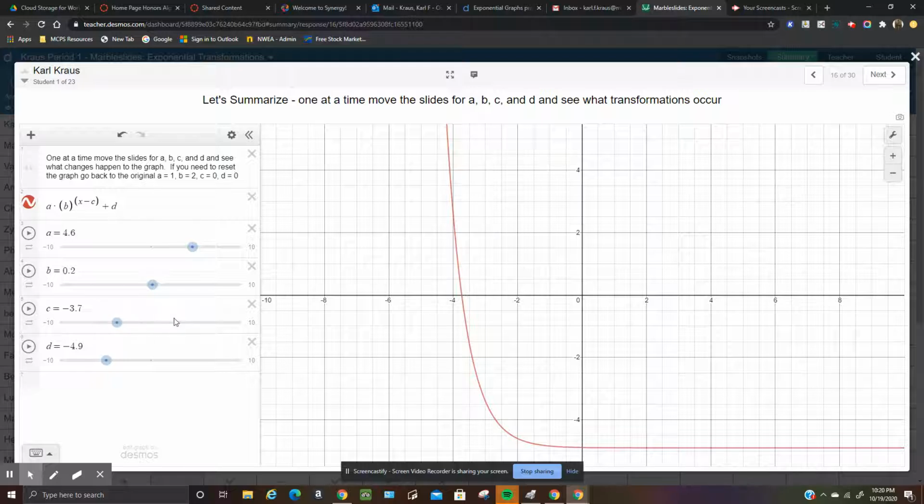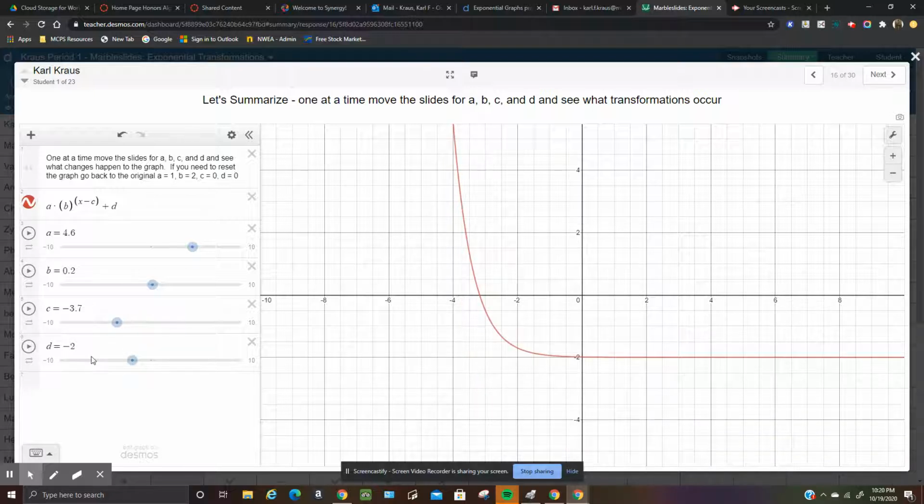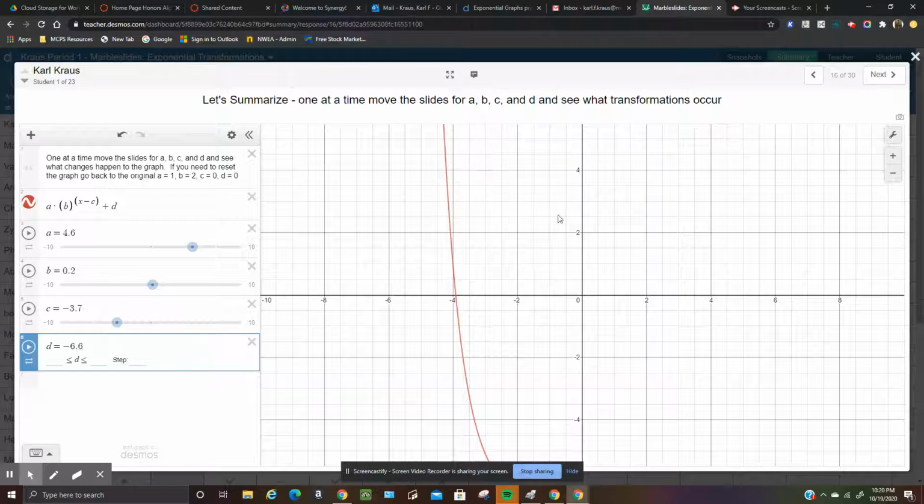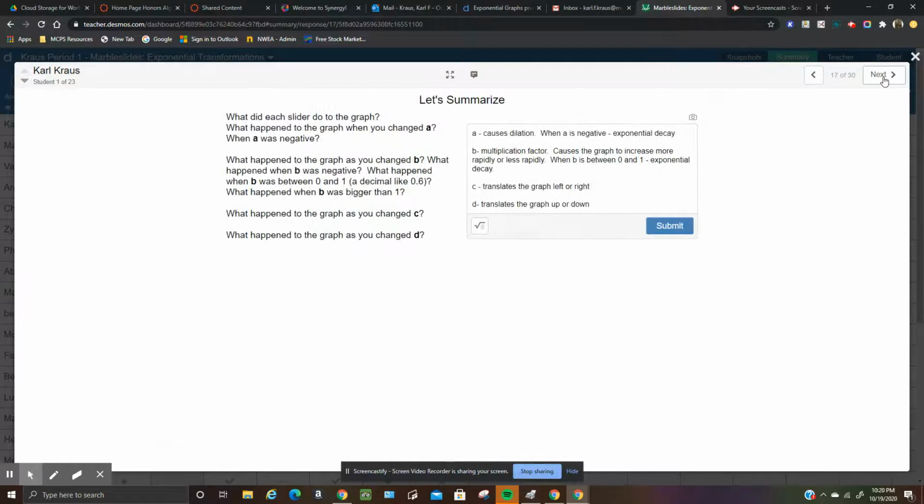And then C moves the graph left or right. D moves the graph up or down. All right, and then we summarize that here.